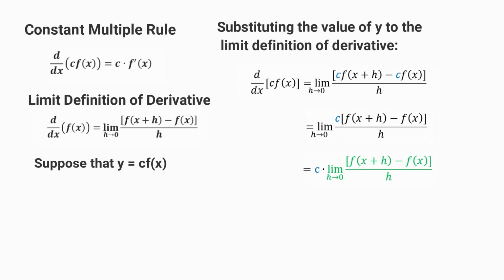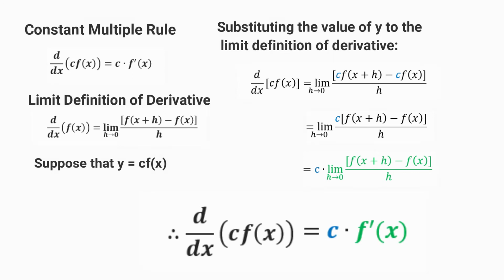The limit of f of x plus h minus f of x all over h as h approaches 0 is just the derivative of f of x. Therefore, the derivative of c times f of x is equal to c times the derivative of f of x.